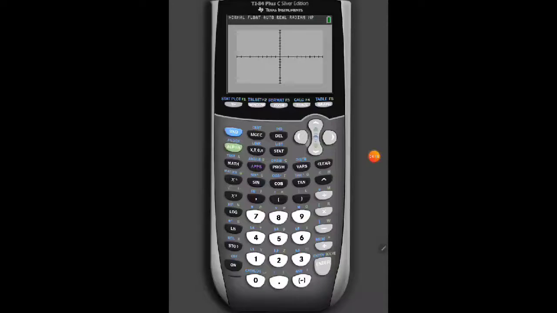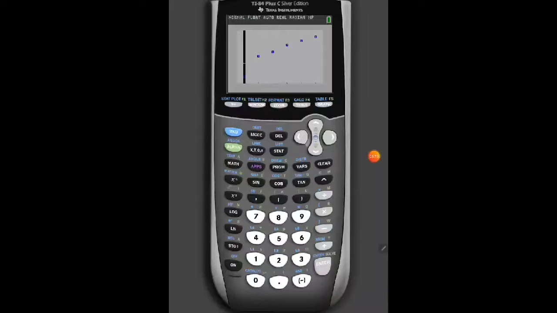Let me check here. Second stat plot on. Hit enter. X list is list 1, Y list is list 2. So when I go to graph, okay, let's try zoom. Right now I press the zoom button because I don't see anything. So I'm going to say zoom stat.